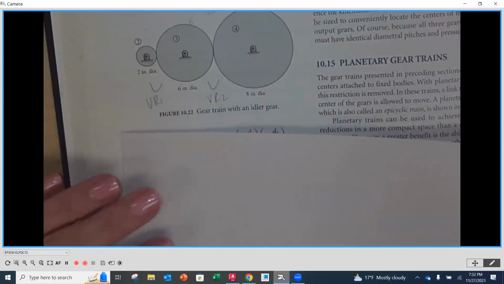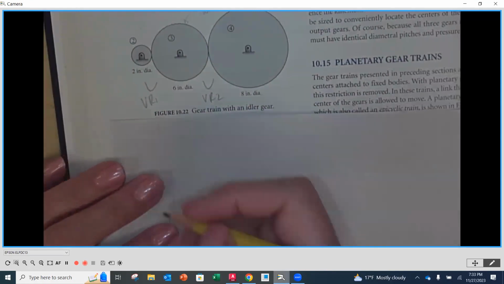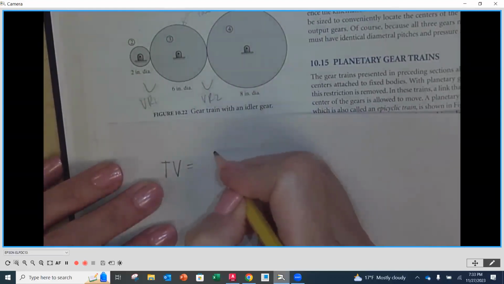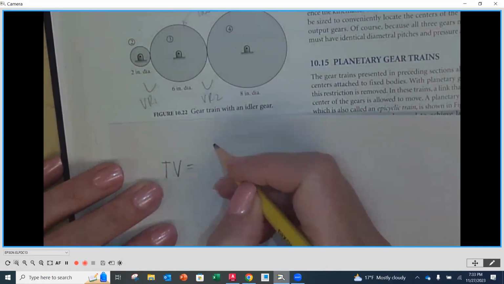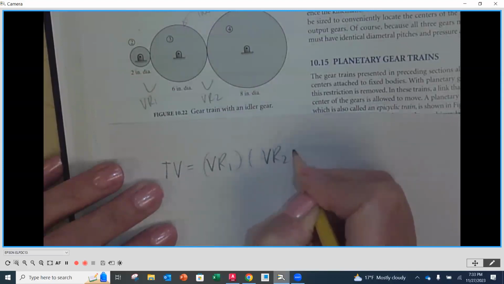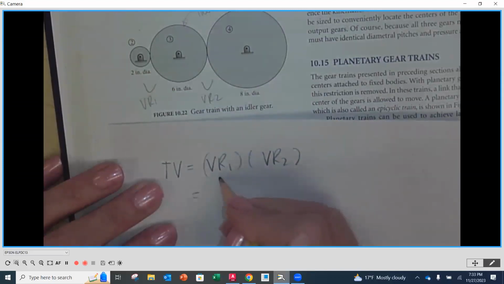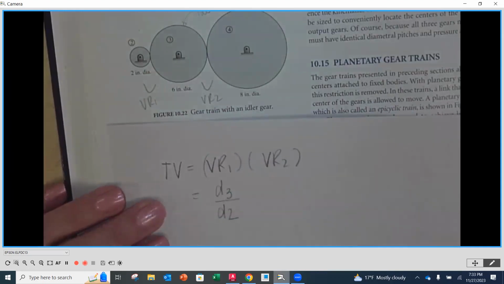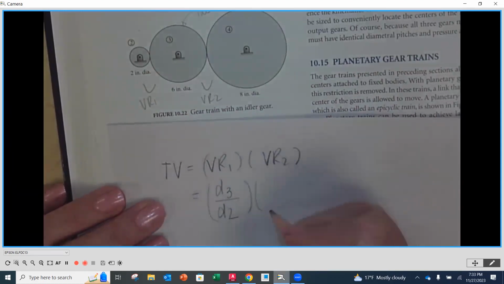we can just put the variables in. So if we do our train value and we say the pitch diameter, oh, we do have diameters, but train value. It's going to be the velocity ratio number 1 times the velocity ratio number 2. And as we look here, the velocity ratio number 1 is going to be the diameter of 3 divided by the diameter of 2, multiplied by the diameter of 4 divided by the diameter of 3, okay?